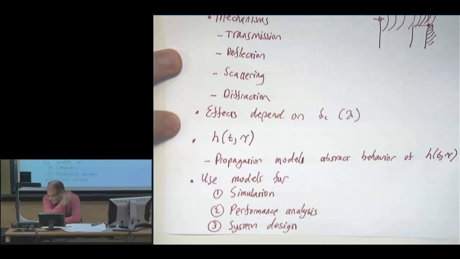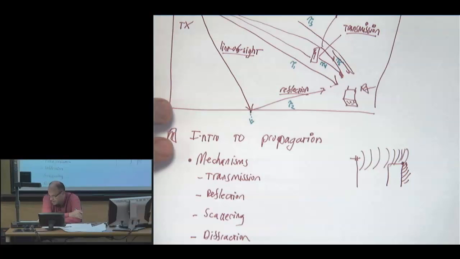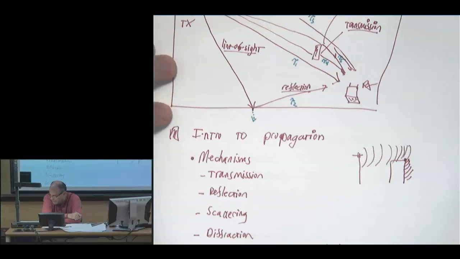For example, on the system design side, you might say, how many taps do I need in my equalizer? That's going to be somehow a function of the propagation environment. It's going to be a function of how many different delays I've got and how significant those different multipaths are. So we have a good channel model that will give us an idea about the parameters we might want to select for our equalizer. It's one of the things we're going to do here.